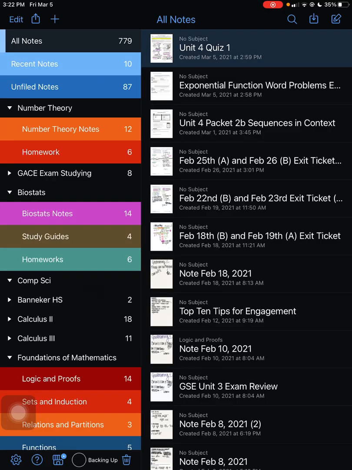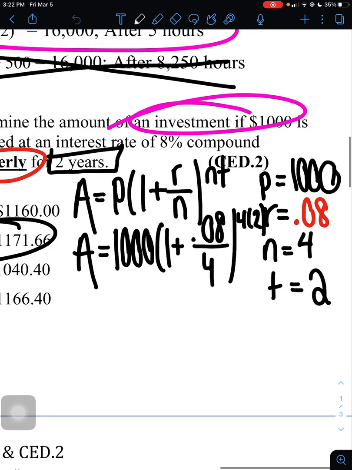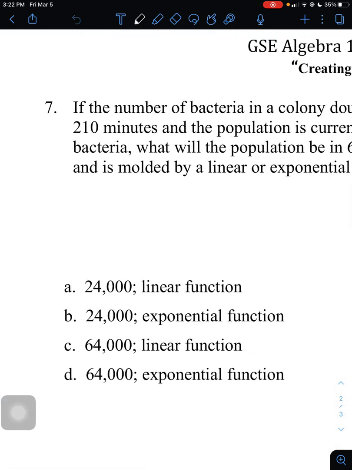Just happened here. Let me come back up. Oops, that didn't save any of that. No problem.